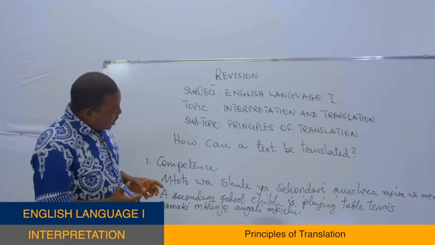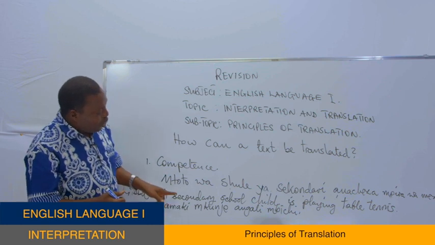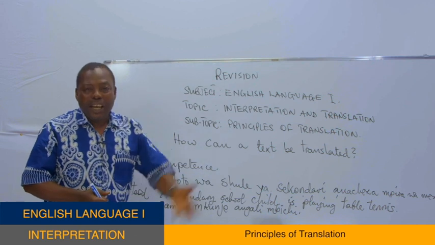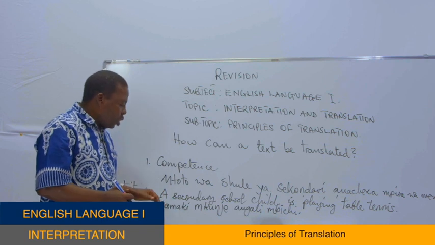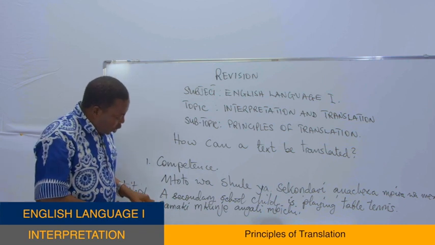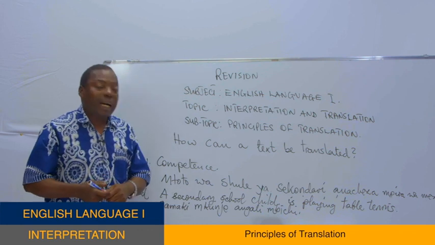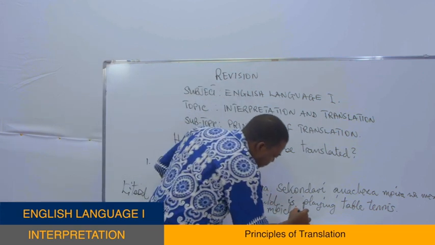If you are to translate this expression or this text just the way you did in the previous two, what you are going to communicate finally will be different from what the source text means. So if I have to say the equivalent expression of this samaki mkunje angali mbichi, I might think of something like this.